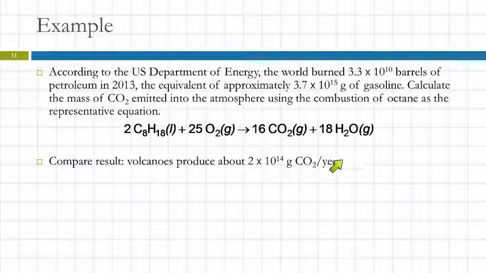So here we have our balanced chemical equation. And what I like to do is use the equation to organize the information that's given in the problem. So I'm given an amount of gasoline. We're going to assume that that's all octane. So under the formula for octane, I'm going to write 3.7 times 10 to the 15th grams. That's our approximation. And what are we trying to find?